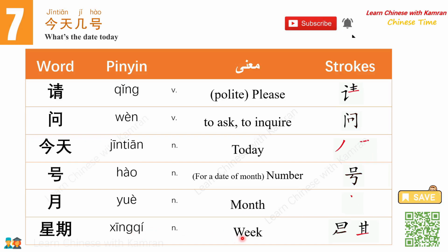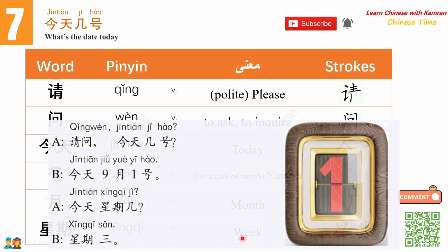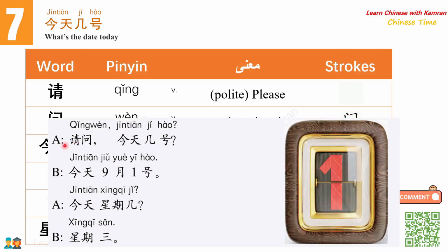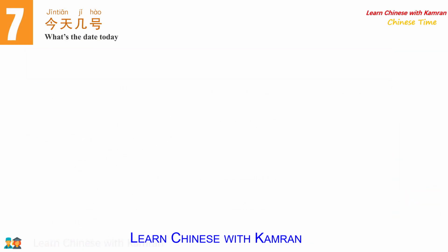Now we can simply revise our dialogue after this. So our dialogue is 请问今天几号? Excuse me, what's the day today? 今天9月1号. Today it is 1st September. And 今天星期几? What's the day today? 星期三. It's Wednesday. Alright, so after that we will move to the second dialogue.